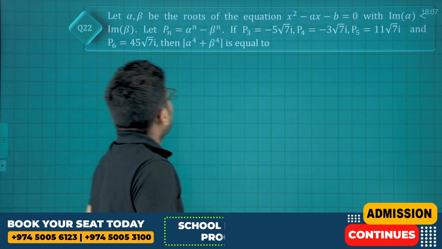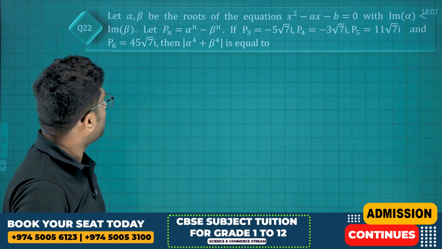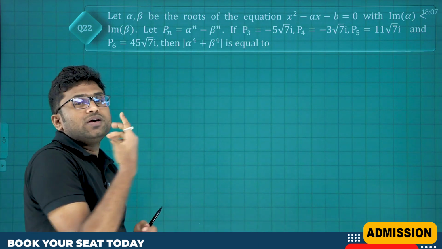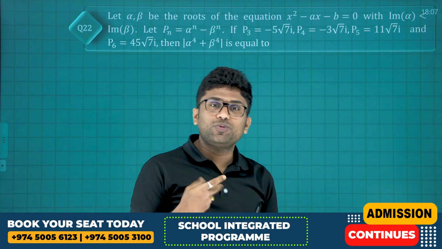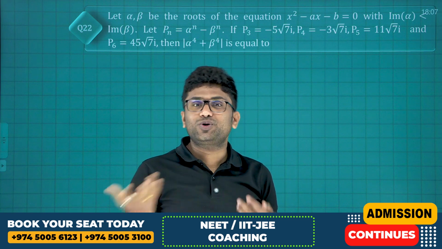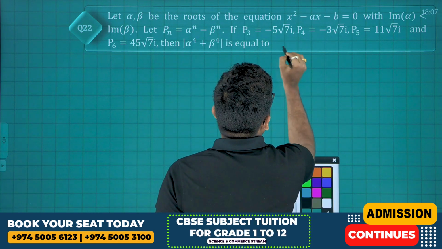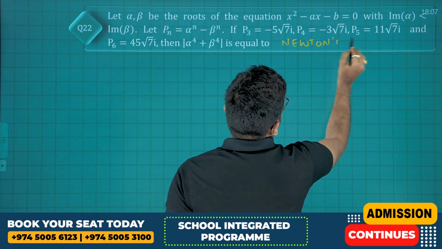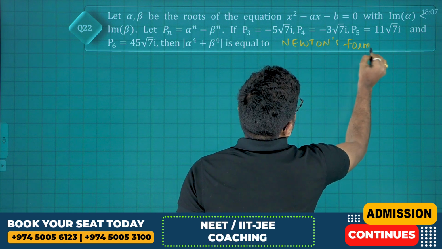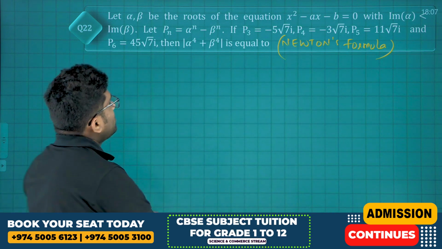Let alpha, beta be roots of x square minus something, imaginary part of alpha less than that of beta. They have given a statement, pn is equal to alpha power n minus beta power n. The moment you see this, it is a question from Newton's formula. That's it. This is a question from Newton's formula. Okay. Now see this, friends.